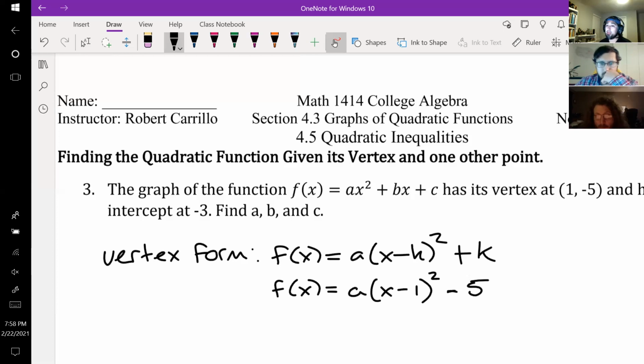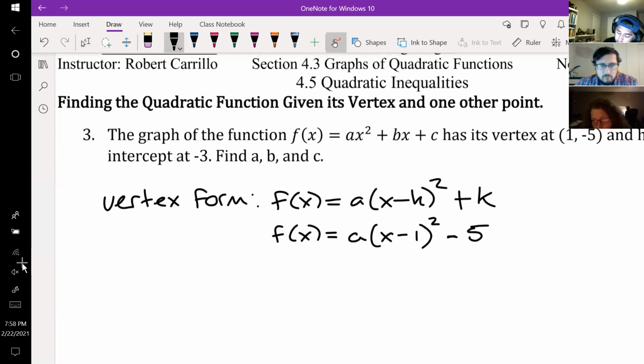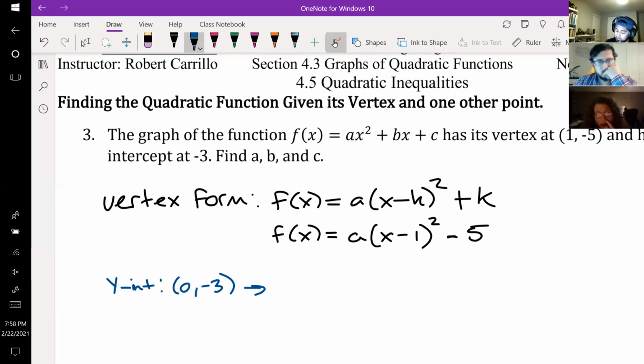And then it says we have a y-intercept at negative 3. So if we have a y-intercept at negative 3, what's the value of x? How do you find a y-intercept? It's going to be 0. Y-intercept is 0, negative 3. So we can use that information and plug 0 in for x.